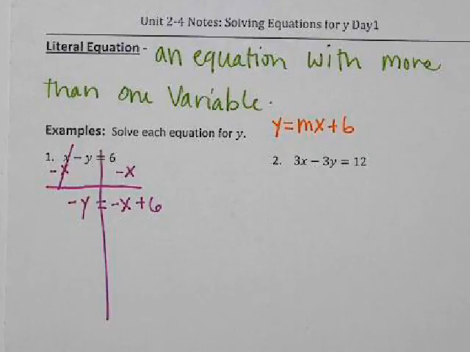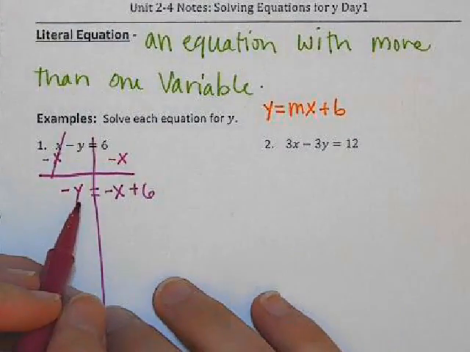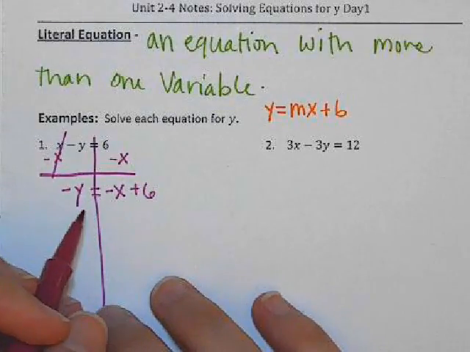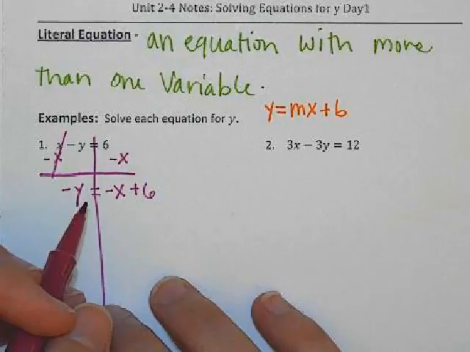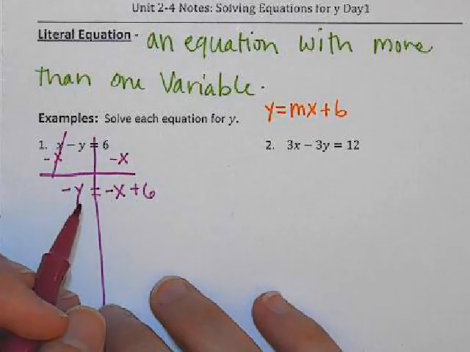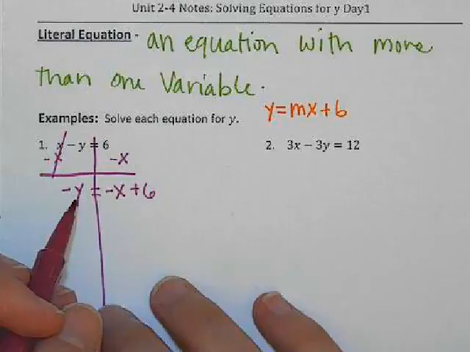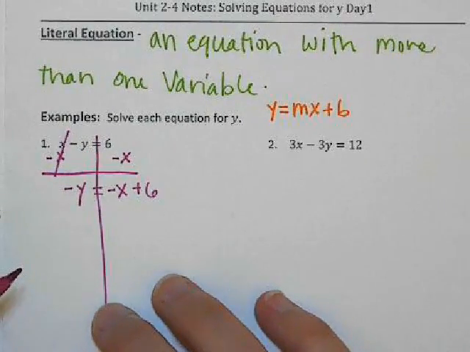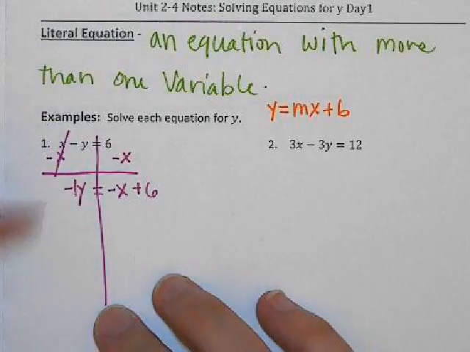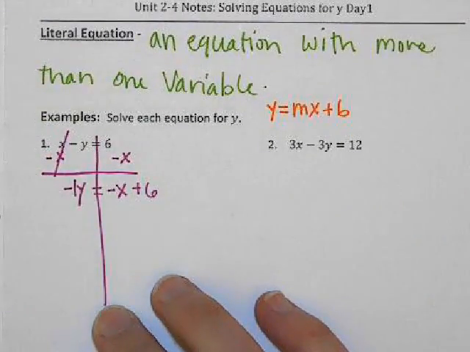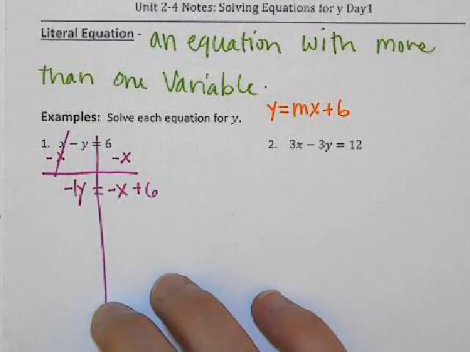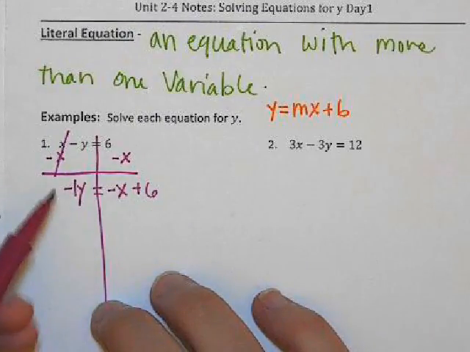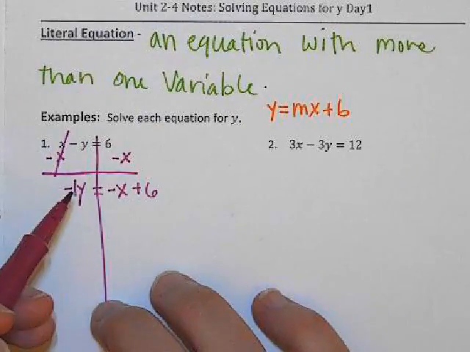Is y by itself? On one side of the equation, y is by itself, but it has a negative sign. What does negative mean? Negative 1. So is y by itself? No, because it's got a negative out there. What's happening between this negative 1 and y? Multiplying. What do I need to do? I need to divide to get rid of the negative 1.